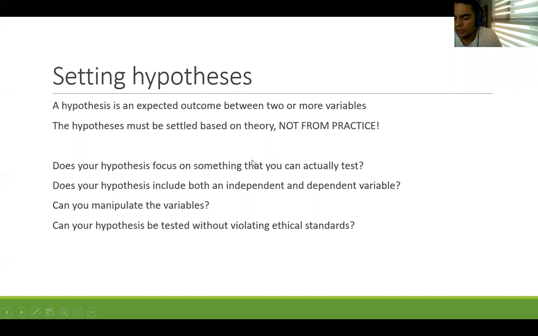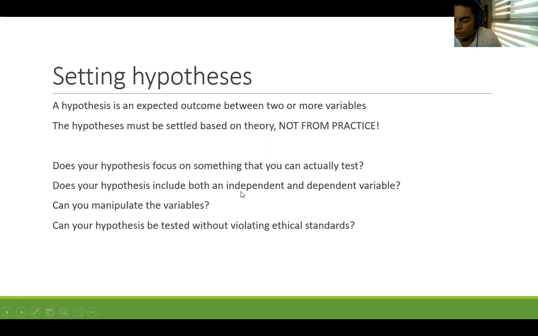This is a kind of a test of whether you're setting your hypothesis correctly. So the first one is if your hypothesis focuses on something that you can actually test, because sometimes it's impossible. It's like maybe if you want to test something like, I don't know, the larger the sun, the faster the earth moves. That's impossible to test, right? You can't manipulate the size of the sun, so that will be impossible. So make sure that you can test it.